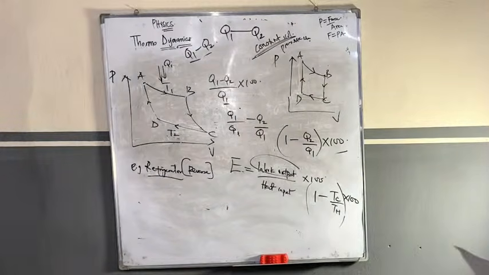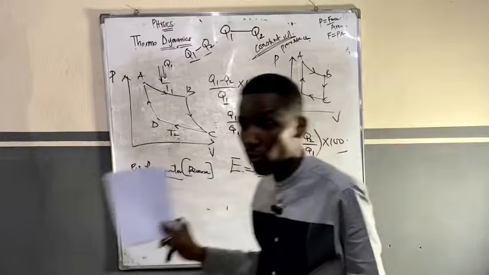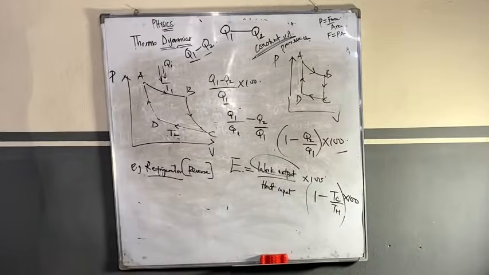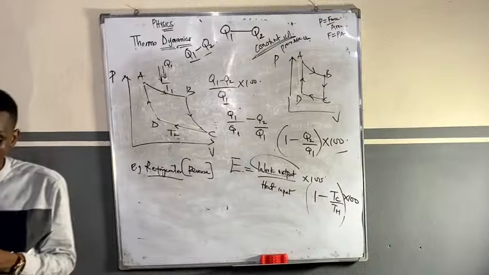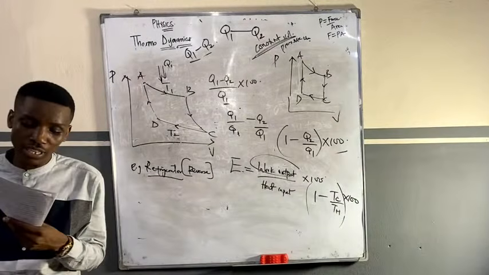Now let me read this. A Carnot engine, listen, whose lower energy reservoir is at 17 degrees Celsius. Remember, I told you the temperature, you have to change it to what? Kelvin. Has an efficiency of 40%. By how much should the temperature of the higher temperature be raised?